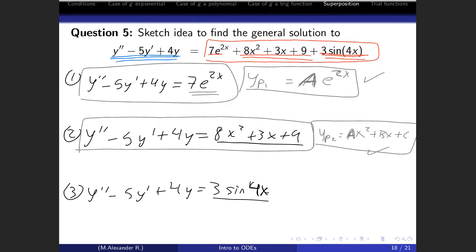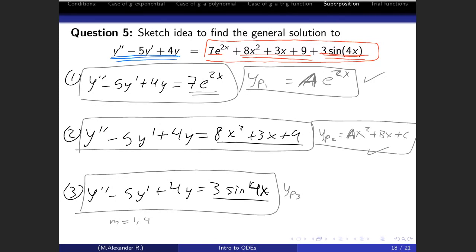Then you have to solve a third problem, and so you will get a particular solution for the third problem. Here, just notice that the auxiliary equation is going to have, let me see, -1, -4, so 1 and 4. And notice that, let's see, actually, yeah, I think it should work out.